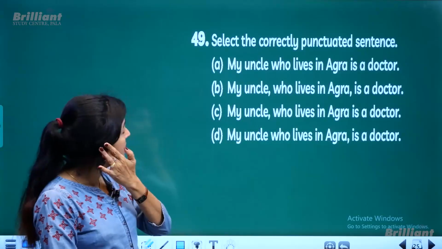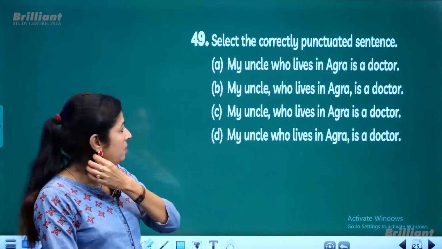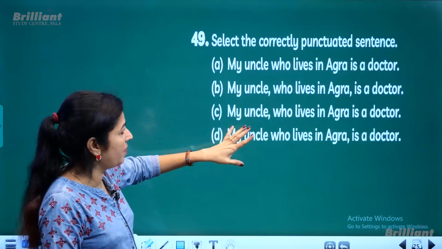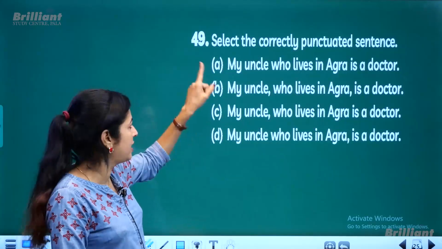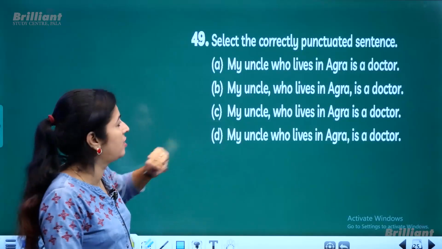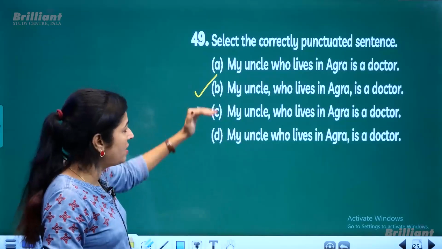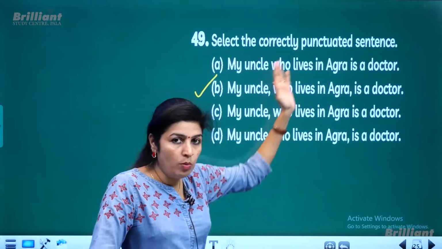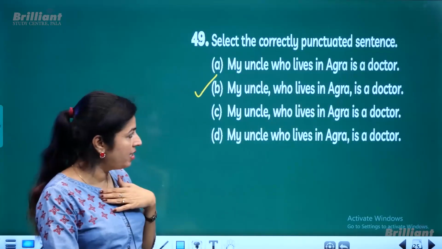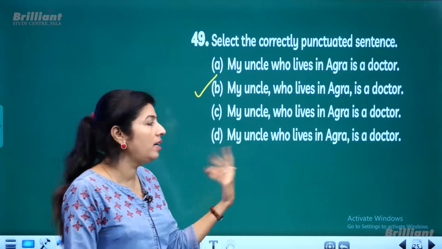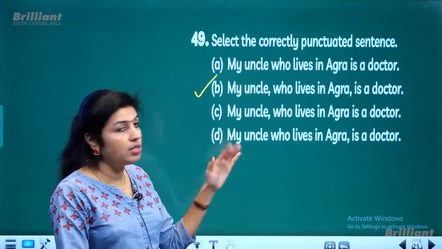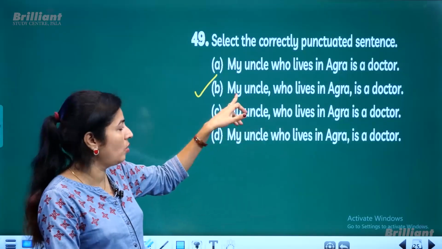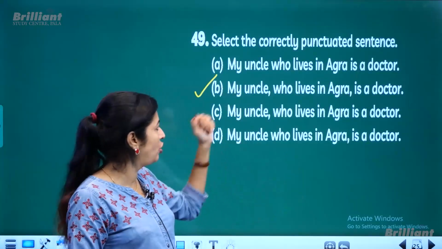The next is, select the correctly punctuated sentence. That means which sentence is with correct punctuation. My uncle who lives in Agra is a doctor. Something is missing, so this cannot be taken. My uncle, who lives in Agra, is a doctor. This one is correct. Why? Because after I started saying about my uncle, there are two more clauses. That means my intention is not to tell you just that my uncle lives in Agra. I also want to tell you he's a doctor. So two clauses are there. To convey that meaning, you have to choose the second one.